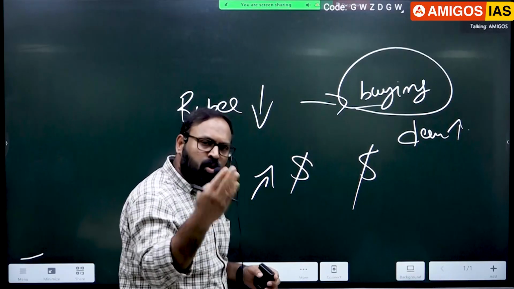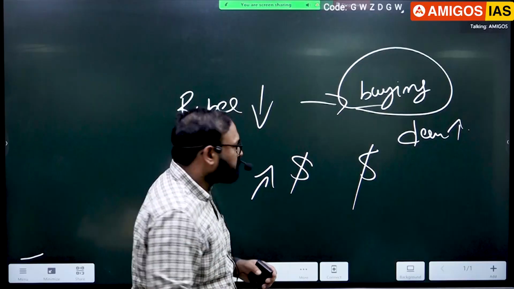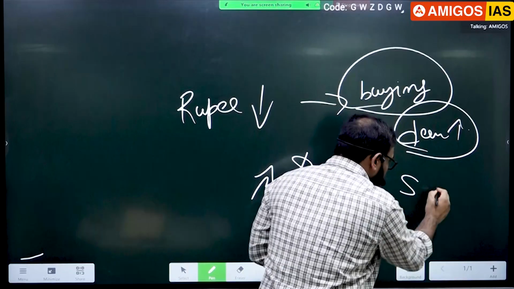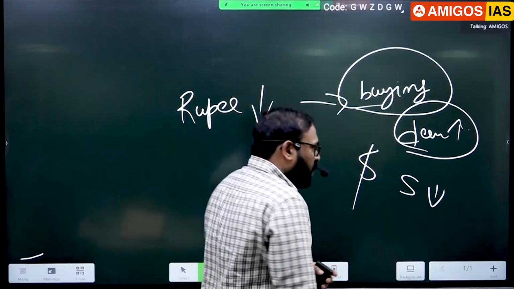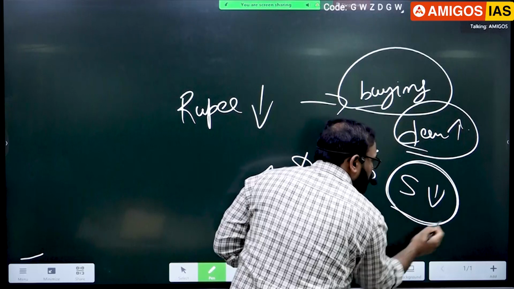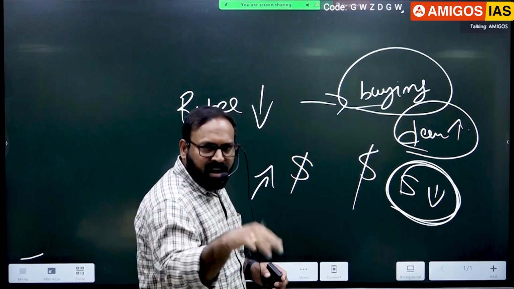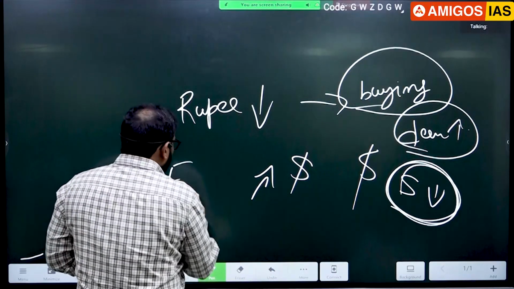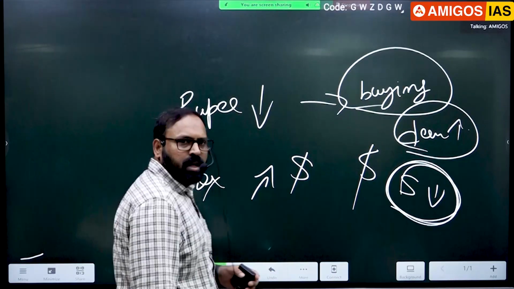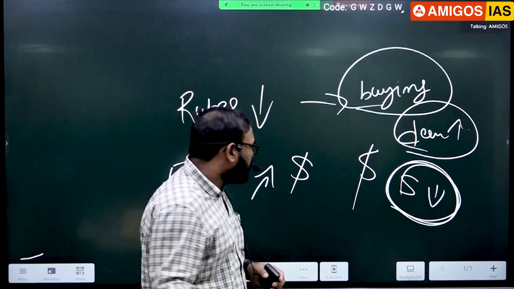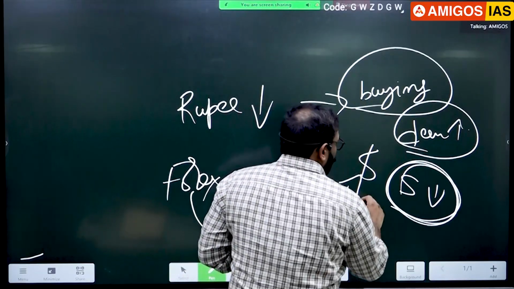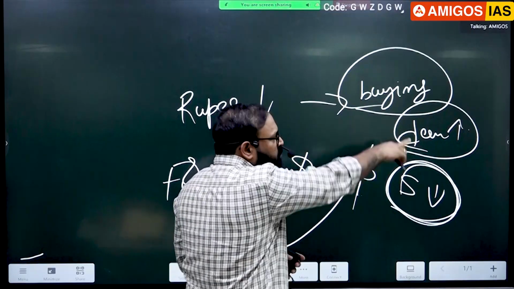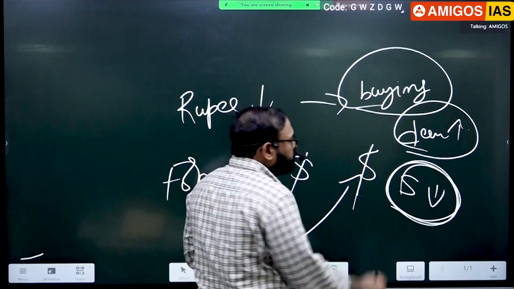RBI is pumping more dollars, then what happens? Demand for dollar decreases because supply is increasing. Now RBI is focusing on the supply side of dollars. From where does RBI have dollars to pump into the economy? RBI maintains something called Forex, in various forms. Out of Forex, it is increasing the supply of dollars in the market. When supply is increasing, what happens to demand for dollar in the Indian market?